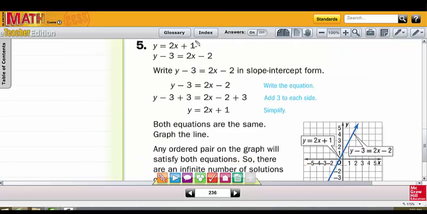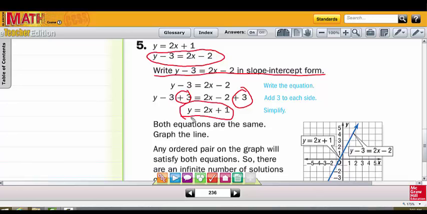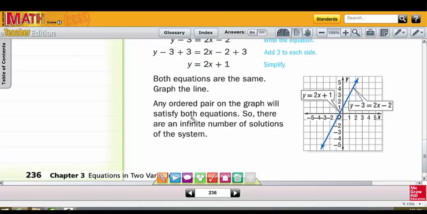We have these 2 equations. We start out with our equation, y minus 3 equals 2x minus 2. And like it says, we're going to write that in slope-intercept form. So the thing we want to do is add 3 to both sides, and we have our equation of a line here. The idea is to graph those 2 equations.